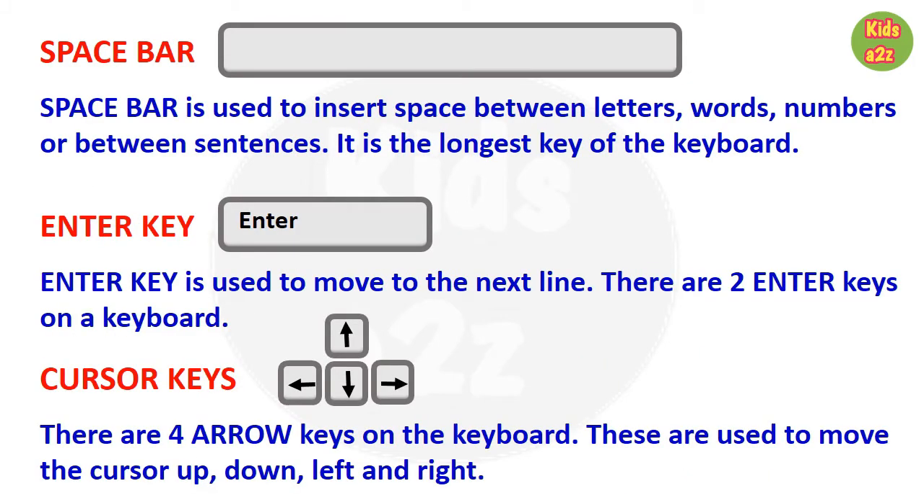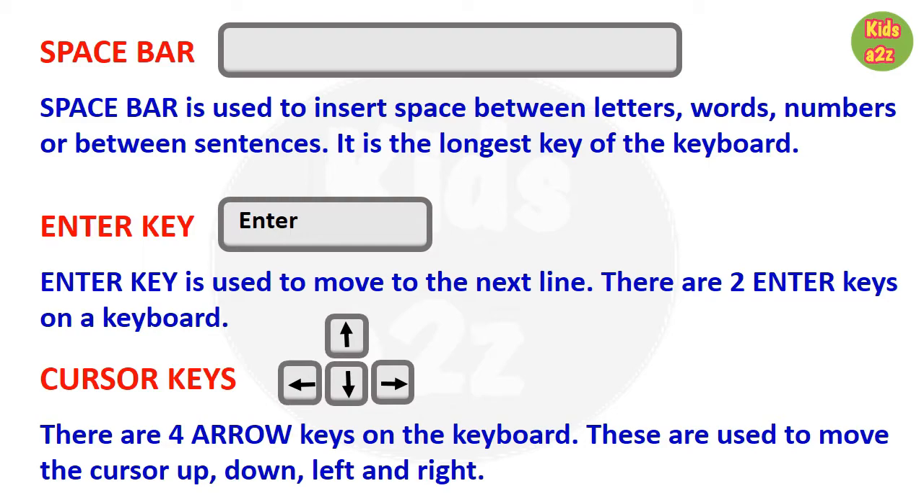Next is space bar key. Space bar is used to insert space between letters, words, numbers or between sentences. It is the longest key of the keyboard. Enter key is used to move to the next line. There are 2 enter keys on a keyboard.